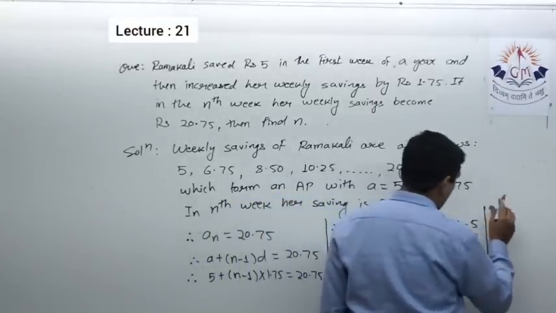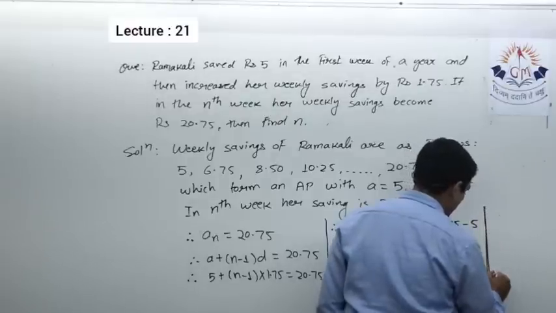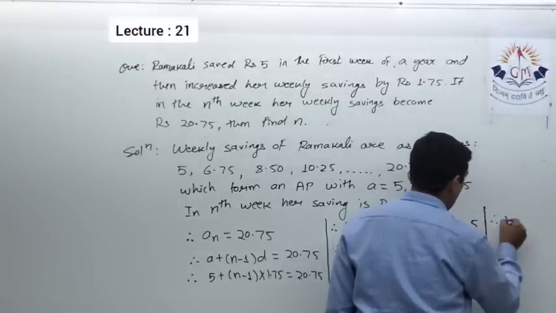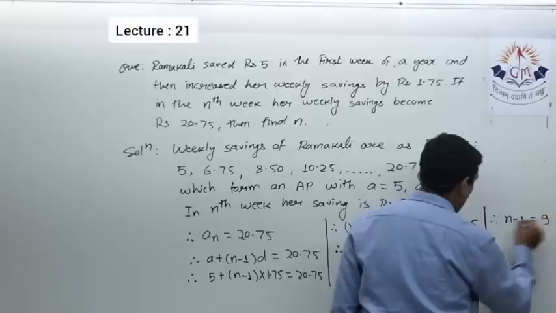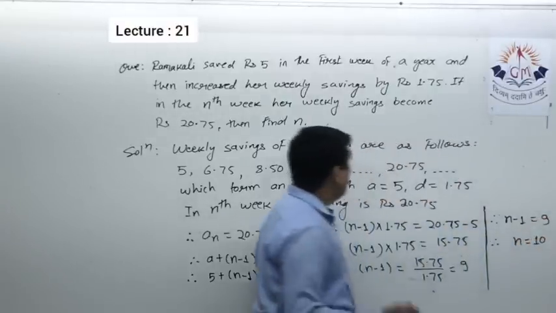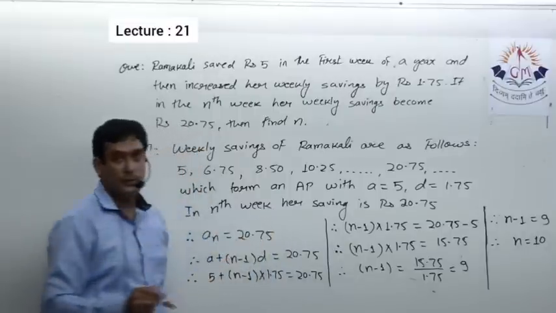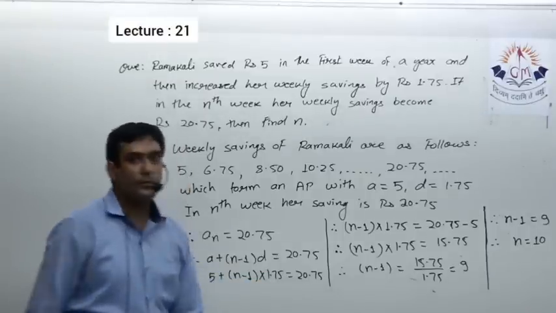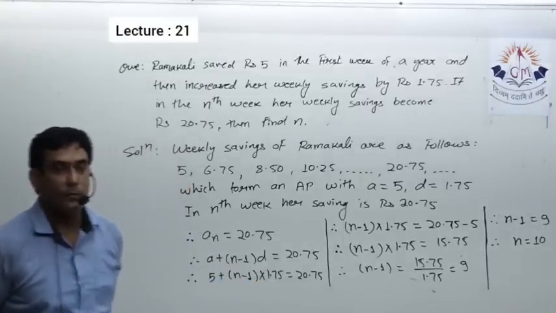So n minus 1 is equal to 9, so we'll get n. Therefore n is equal to 10. That means in 10th week her saving will become rupees 20.75. So please note it down.